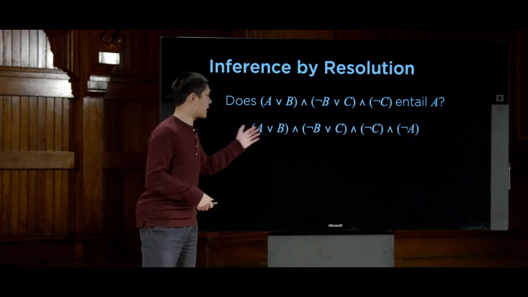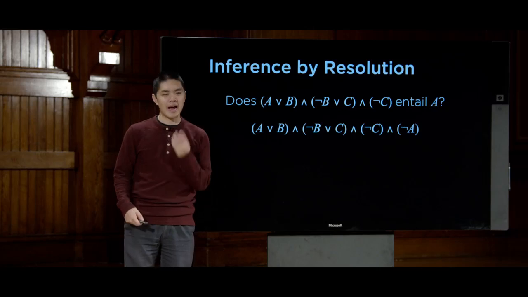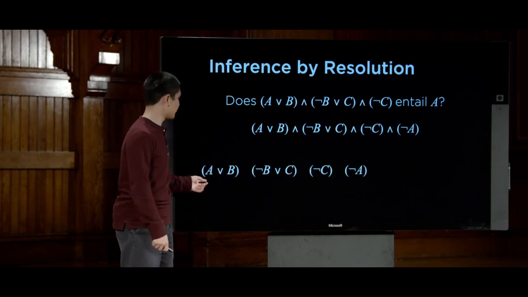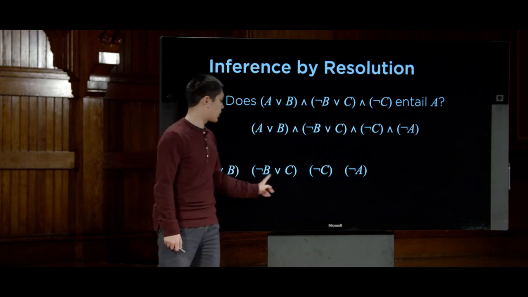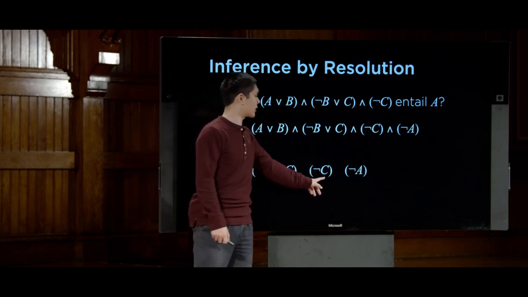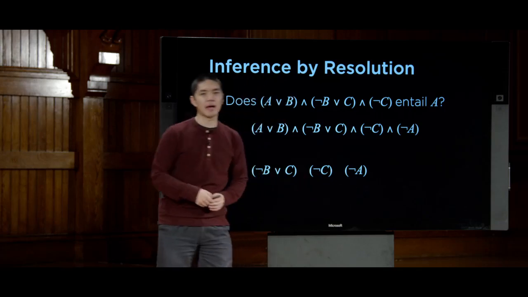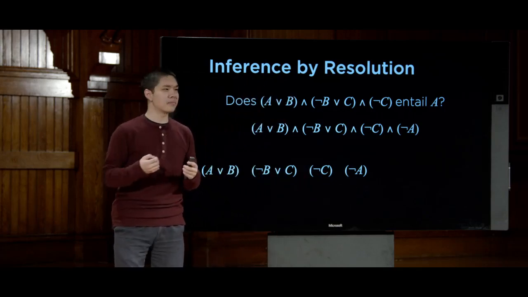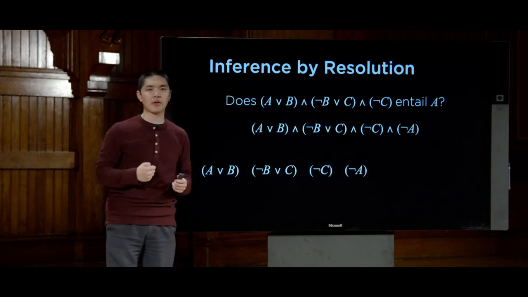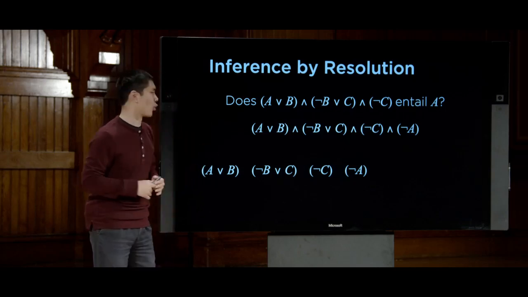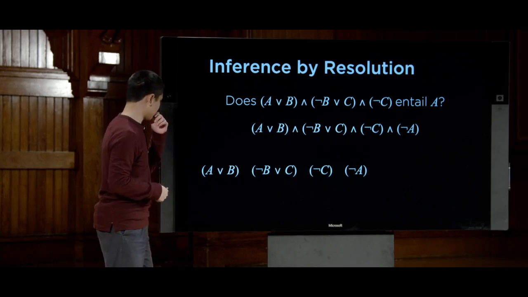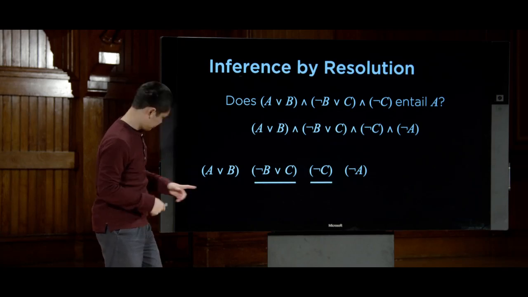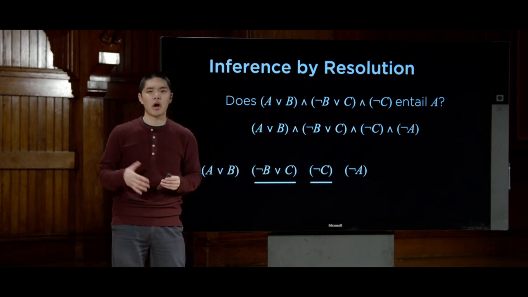And so this is now in conjunctive normal form. And I have 4 different clauses. I have A or B. I have not B or C. I have not C. And I have not A. And now I can begin to just pick 2 clauses that I can resolve and apply the resolution rule to them. And so looking at these 4 clauses, I see, all right, these 2 clauses are ones I can resolve.